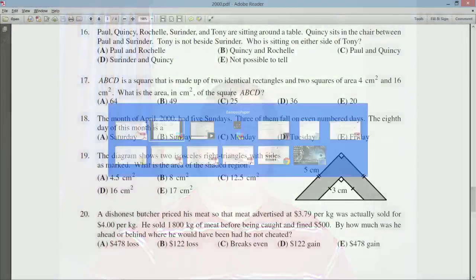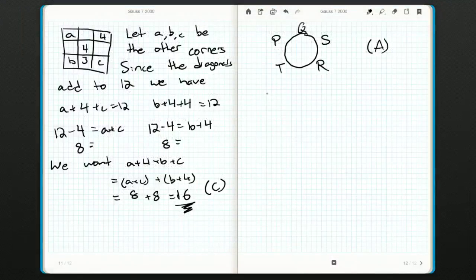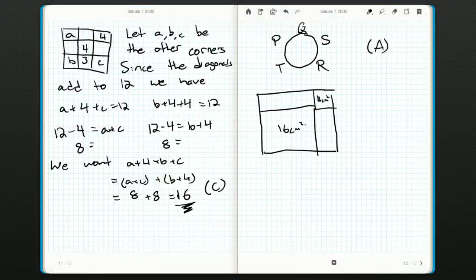And eventually what will happen is you will arrive at this layout here, where you will have, here's our big square, and its smaller square and two identical rectangles. So here they are. So this is 4 centimeters squared. This one is 16 centimeters squared.